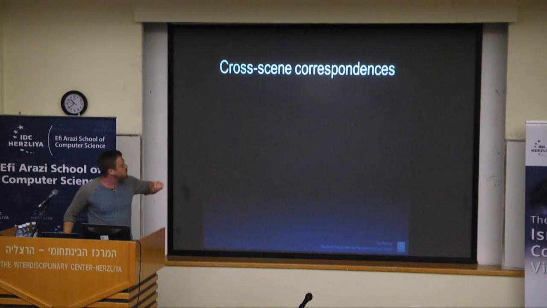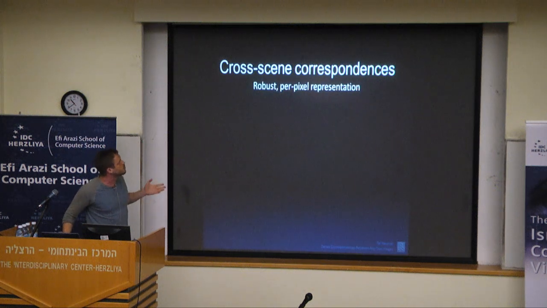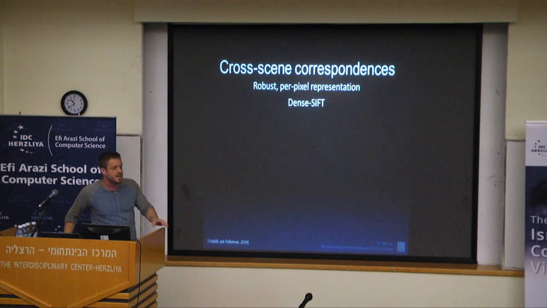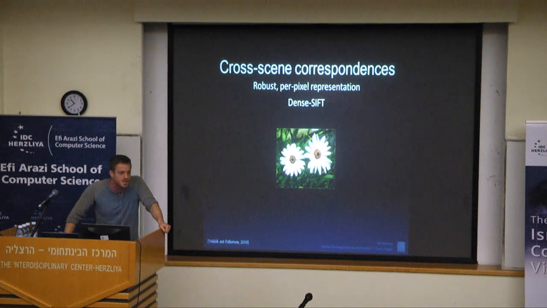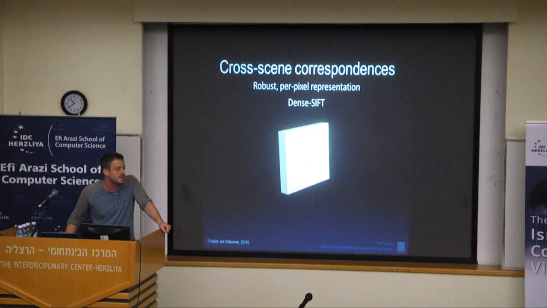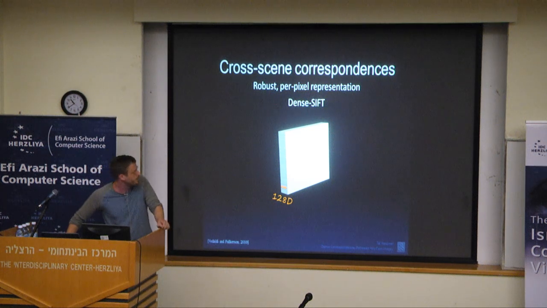There are many ways of doing it, but one of the keys to doing this successfully is by using a robust per pixel representation. And one of the popular representations that people have been using in this context is the dense SIFT, the dense scale invariant feature transform. So the dense SIFT takes an image such as this and transforms it into a volume that looks like this, where each pixel is converted into a vector of 128 dimensions, 128 floating point values, which is the SIFT descriptor extracted at that particular pixel. So we have a SIFT per pixel.